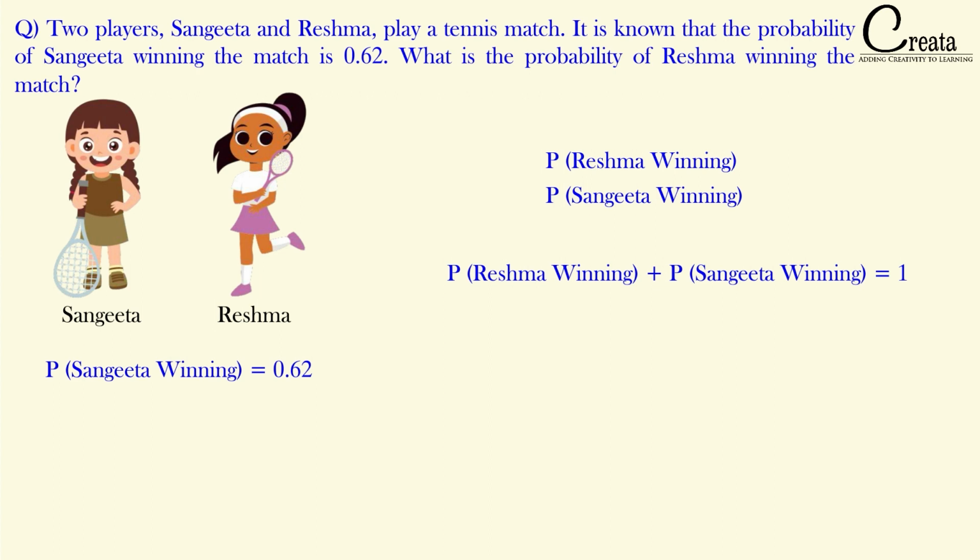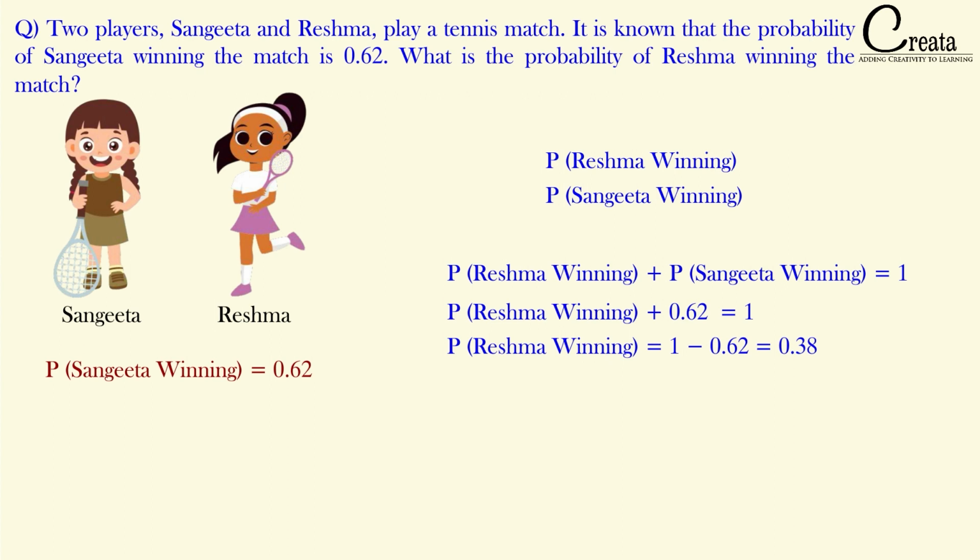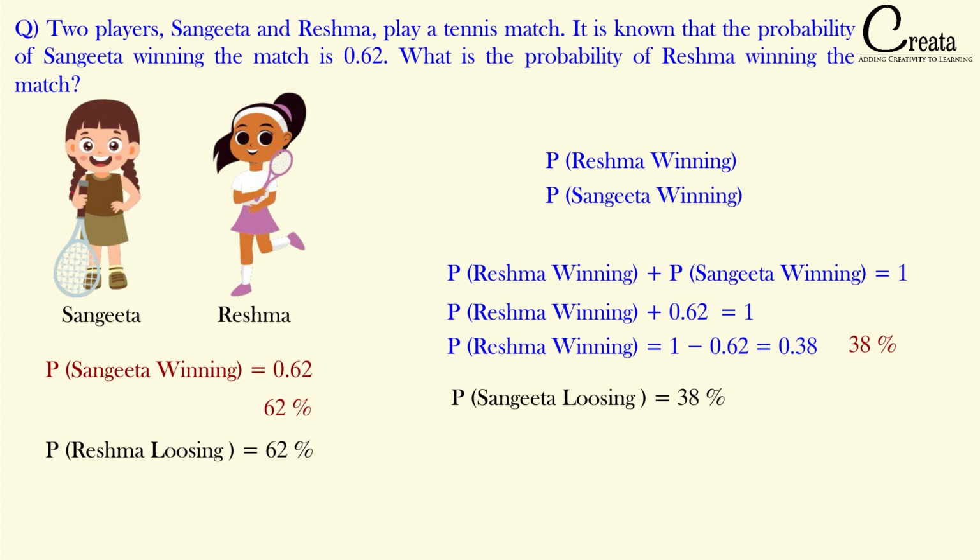One case is given, that is probability of winning of Sangeeta is 0.62. So directly we will use the formula and put the value. We got our answer as 0.38. That is, the probability of Reshma winning the game is 0.38, that is 38%. The probability of winning of Sangeeta is 62% and probability of winning of Reshma is 38%. Or in other words, we can also say the probability of losing of Reshma is 62% and the probability of losing of Sangeeta is 38%.